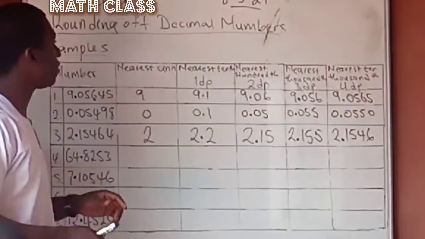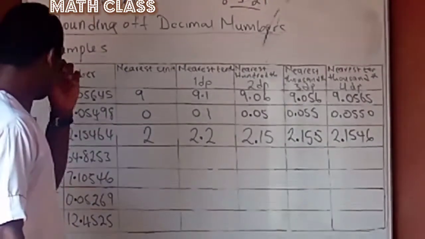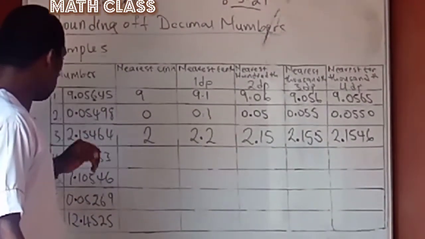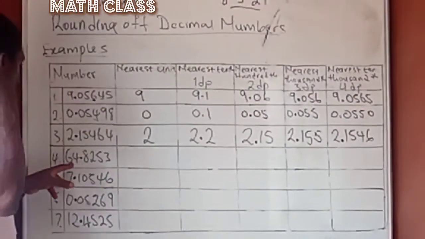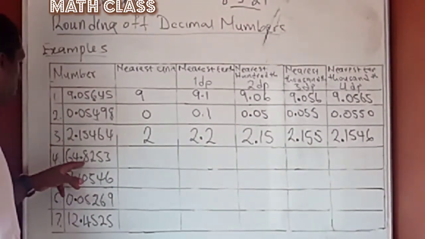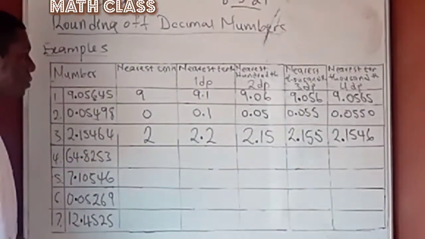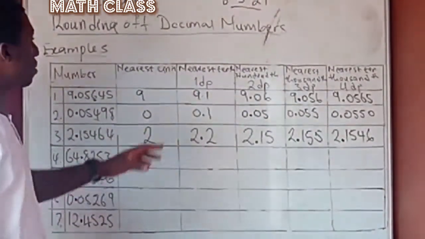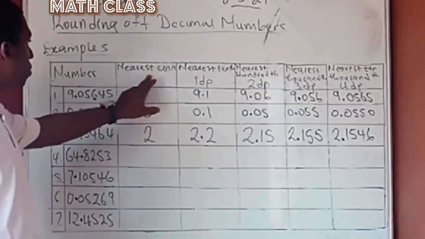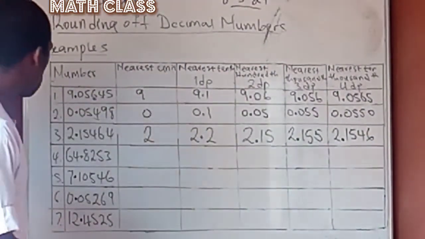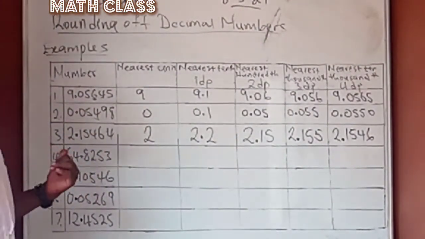So rounding off decimal numbers, and this is a continuation. So here we have, what number is this? 64.8253. And then the first column is rounding to the nearest unit. So what is the unit there? 64. What's the unit there?